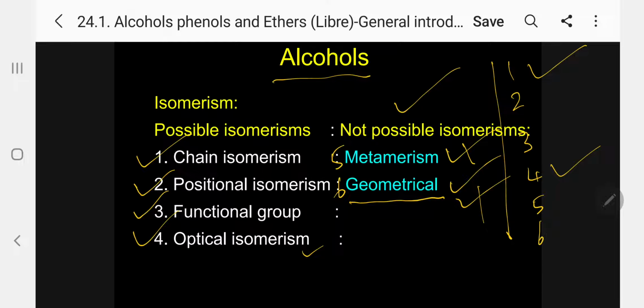Then again, positional isomerism means the functional group is changing the position, 1, 2, 3 like that. Easy. Functional group isomerism means, as we have seen just now, alcohol and ether, 2 different. Only 5 pairs are available. So this way you have to memorize easily.